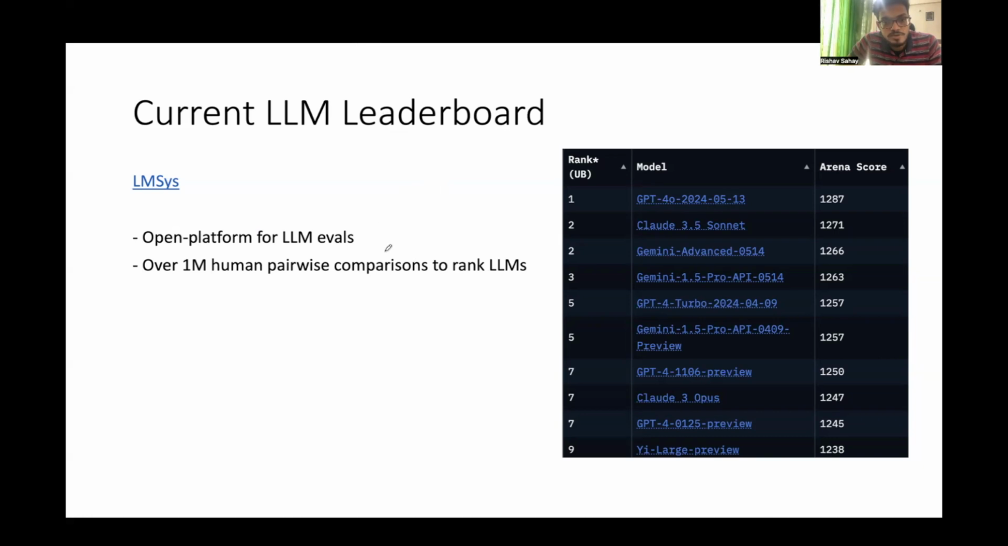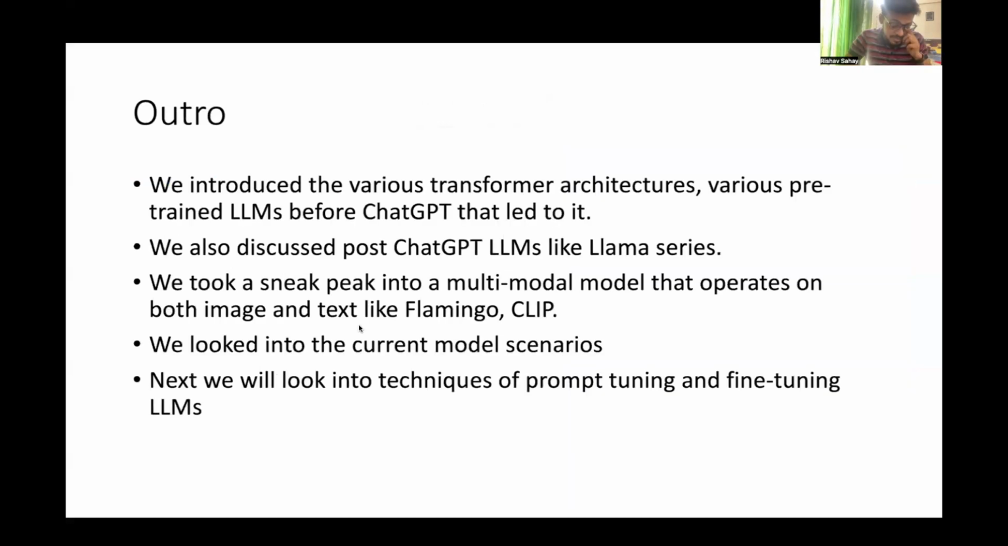Note that most of these models are multimodal. In fact, all of them are multimodal. And this is a very dynamic arena, and every day one model is topping the other, and it's a very dynamic field. So with that, we have come to the end of our session.